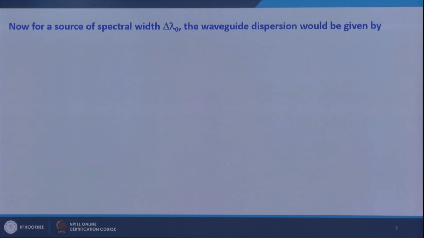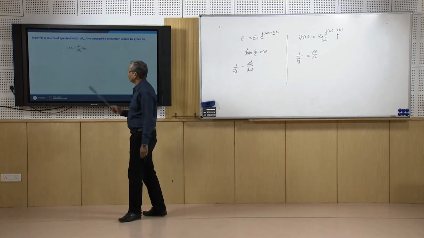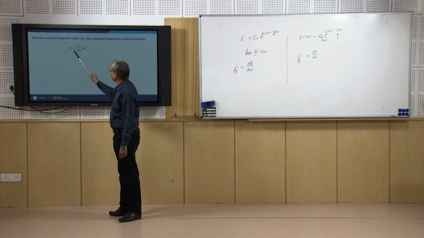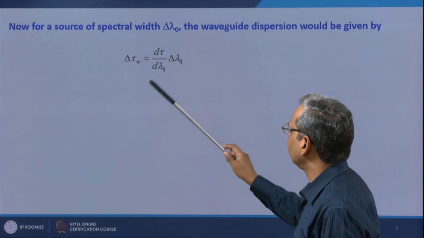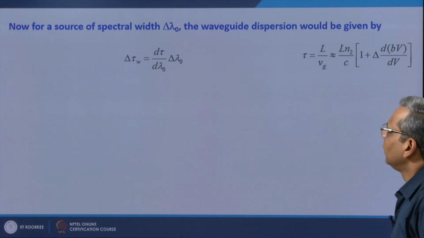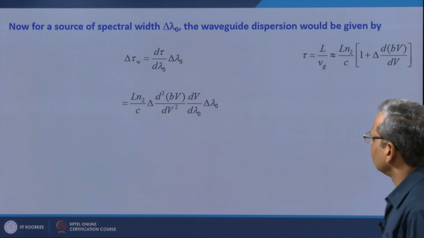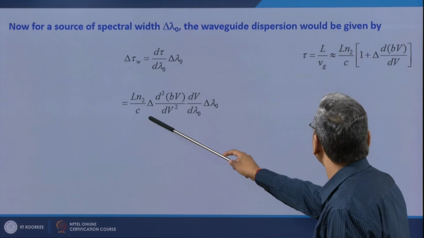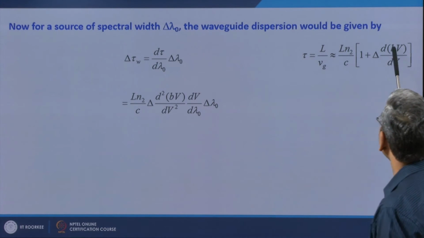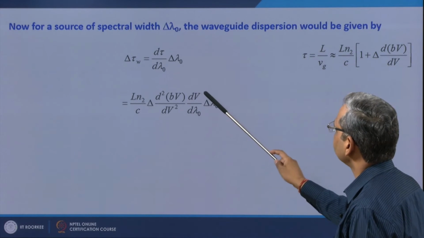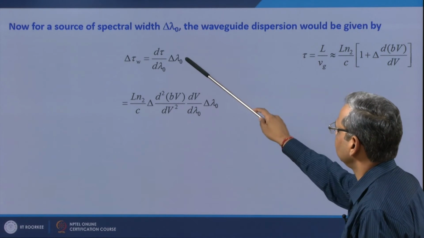Now, if I have a source of spectral width delta lambda naught, then the broadening due to waveguide dispersion, delta tau w, is equal to d tau over d lambda naught times delta lambda naught, and tau is this much from the previous slide. So, if I just take d tau over d lambda naught from here, I will get Ln2 by C times delta times d2 bV over dV square times dV over d lambda naught times delta lambda naught, which comes from here.